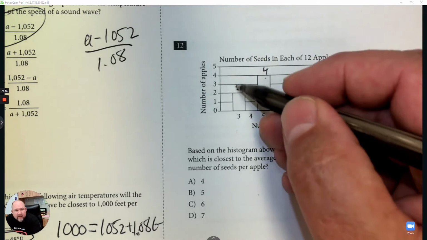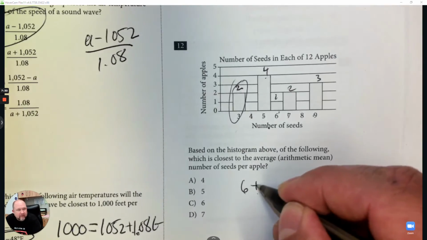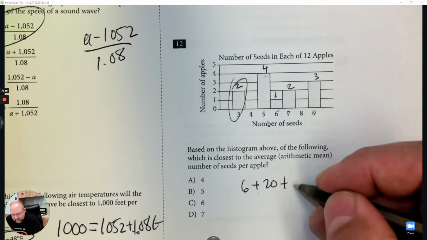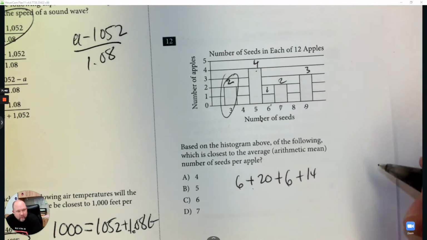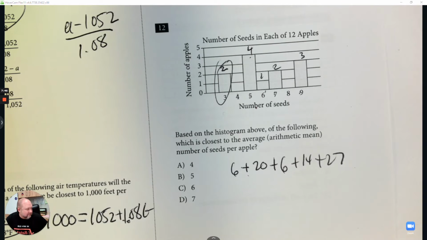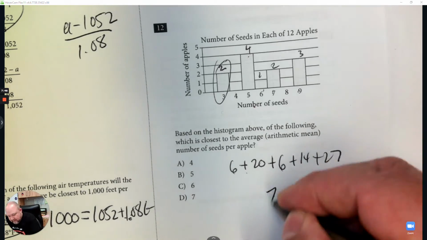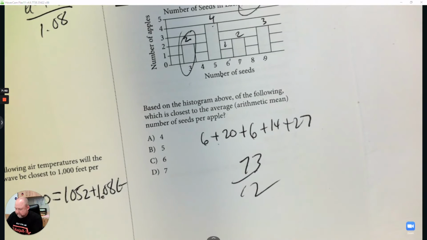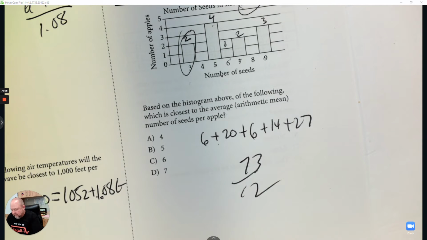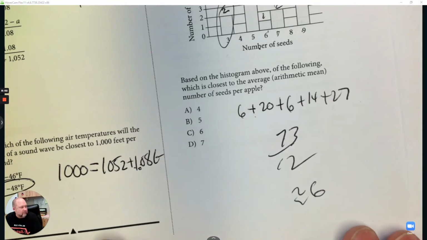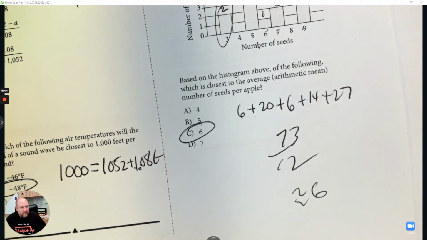No. So 6 plus 20. I'm just going total seeds. 6, 14, and 27. Use your calculator and add that up. And you get 73. How many apples are there? Divided by 12. So the average per apple, 73 divided by 12, I get about 6. And you have your answer.